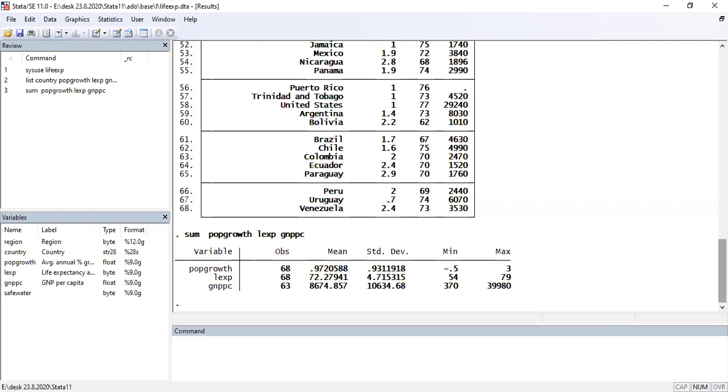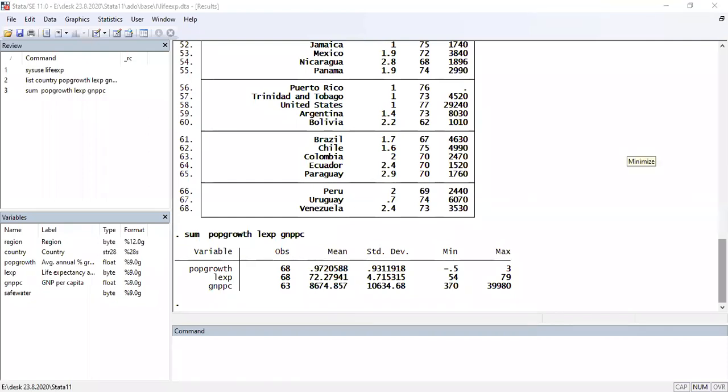Any research you do, first thing you do is some descriptive statistics like mean, standard deviation, minimum values, maximum values, and all this. So is that okay so far? Yes. All right. Then what else?